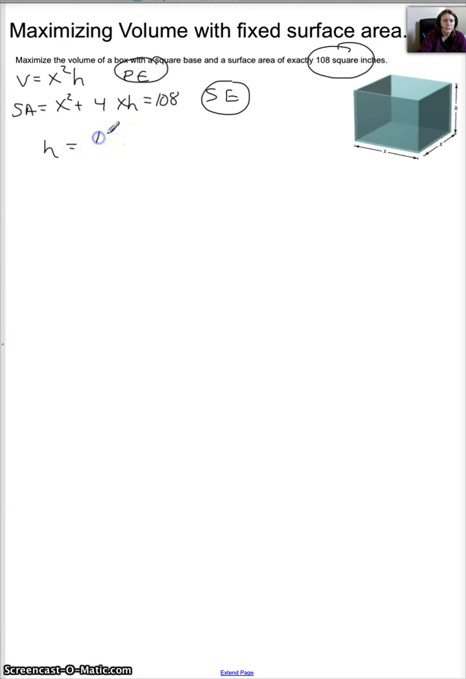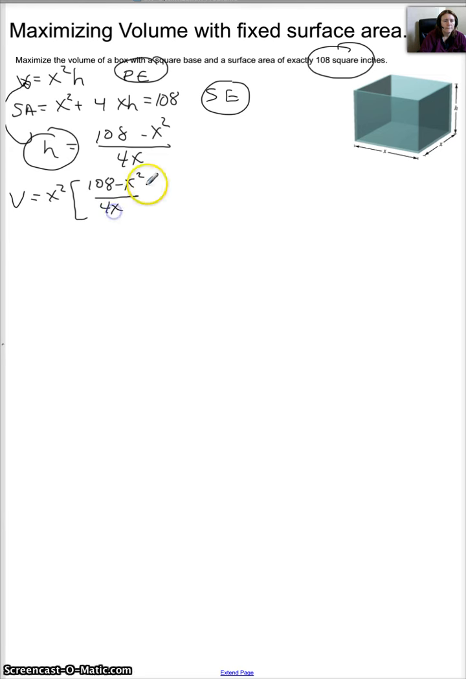H is (108 minus x squared) divided by 4x. Check your algebra, folks. Now I'm going to plug this back into the volume equation. So I'm going to take this and put it in my volume equation. My volume equation is x squared times h, which is (108 minus x squared) divided by 4x.